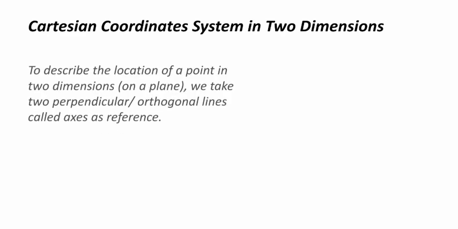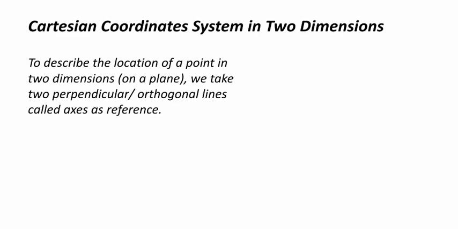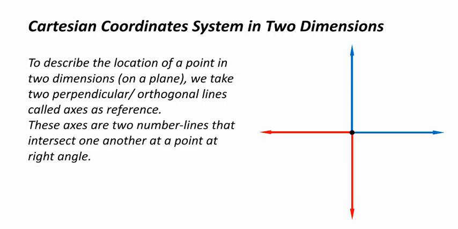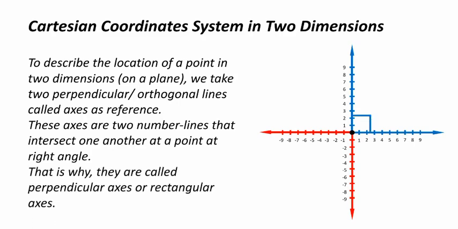Cartesian coordinates system in two dimensions. To describe the location of a point in two dimensions or on a plane, we take two perpendicular or orthogonal lines called axes as reference. These axes are two number lines that intersect one another at a point at right angle. That is why they are called perpendicular axes or rectangular axes.